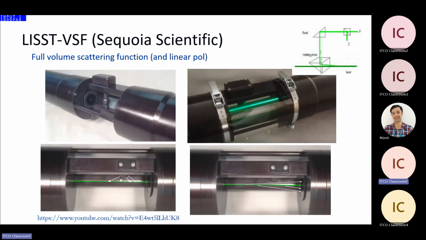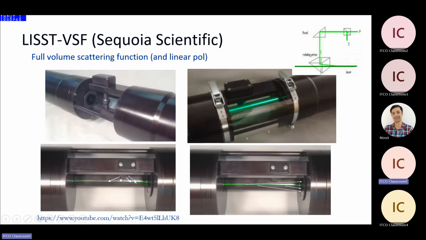So yeah, the LISST-VSF is a version of the LISST. It still has all the diffractometry stuff, but they've added this thing called a roving eyeball. There's a video you can watch on YouTube; down here is the link. But this roving eyeball essentially looks at different parts of the beam that traverses the sample volume here.